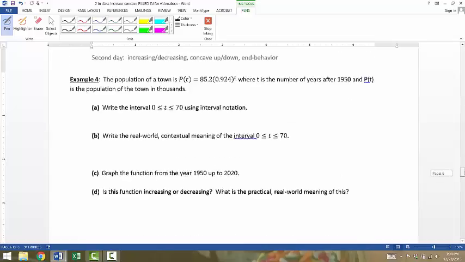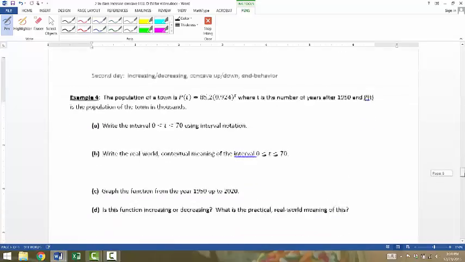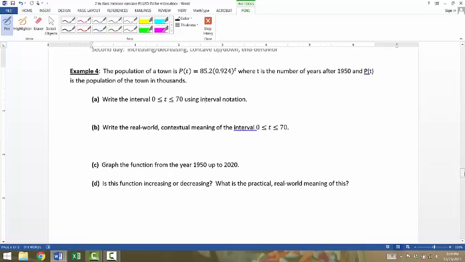In this video, we start on page 6 of day 2. The population of a town is given by this P of t function. This is an exponential function, you see, has a y-intercept of 85.2, and it's got a factor of 0.924, so it must be a decreasing function because the factor is between 0 and 1. This function is a model.